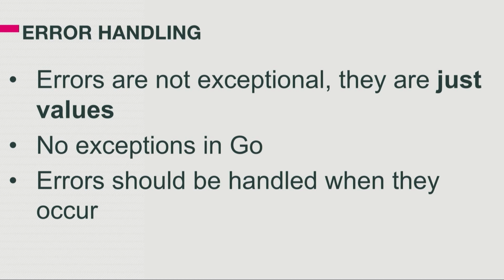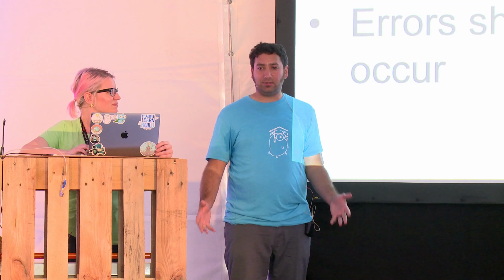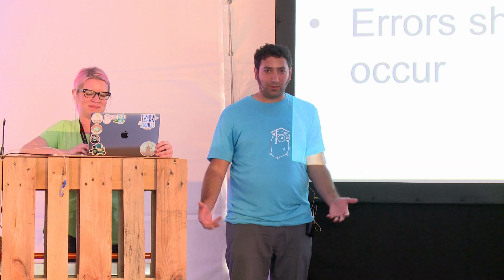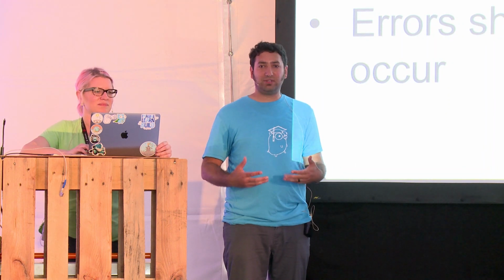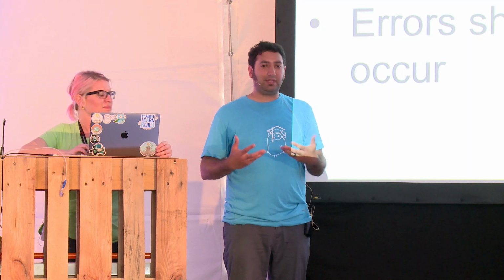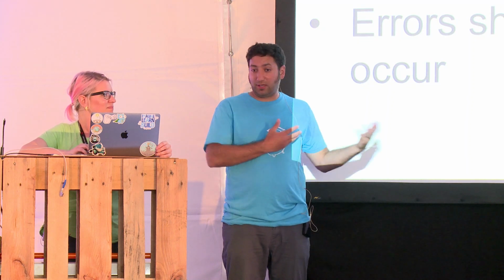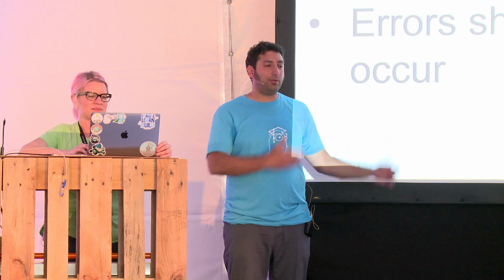And the philosophy here is that errors are not exceptional. Errors are normal. We have errors all the time. We're always passing errors. So why do we treat them with this weird exception? They should just be handled like all the other values. And Go does that. That's the theory, and in practice it works.